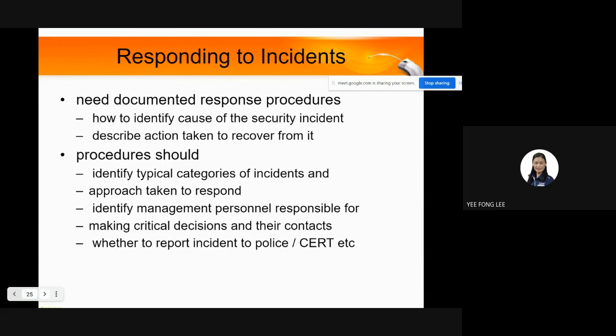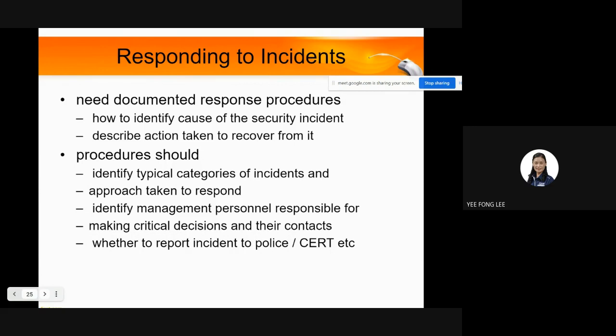Okay, what else? Look at the list here. They should also identify the management personnel who are responsible for making critical decisions which might affect the organization's system, how to contact them, and at what time, when the incident is occurring. So they need to identify who are the responsible personnel in charge of it.